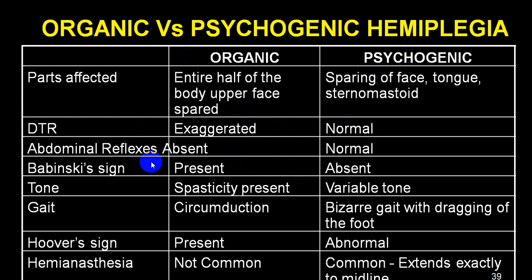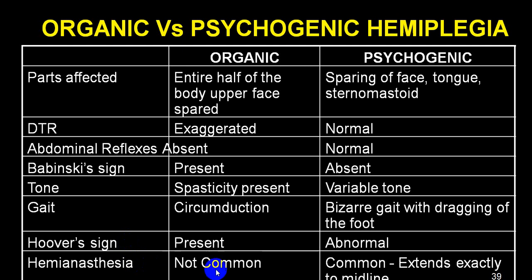Babinski means plantar will be extensor in organic, while in psychogenic, plantar reflex will be flexor or maybe withdrawal. In organic, because the tone is increased, the reflexes will be brisk, while in psychogenic, the person will have variable tone. Usually, the person will not allow you to examine the tone. In the organic variety, typical circumduction gait, while there will be a bizarre gait in psychogenic. Hoover sign will be present in organic, while Hoover sign will be abnormal in psychogenic. It is a very, very useful sign. I will be uploading a video showing you a very nice way of eliciting Hoover sign.